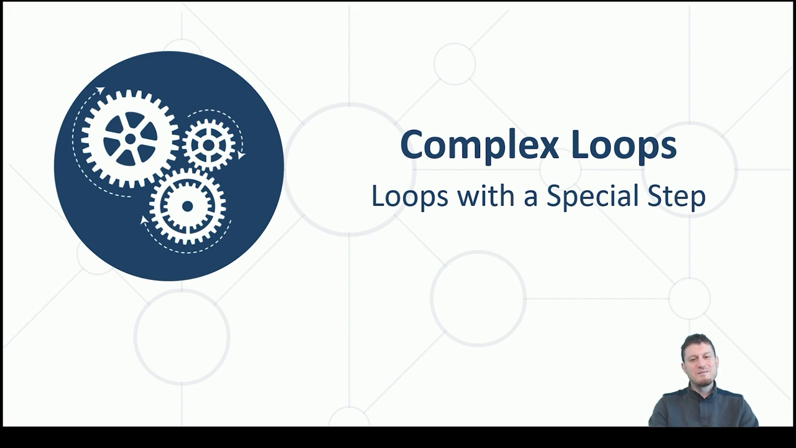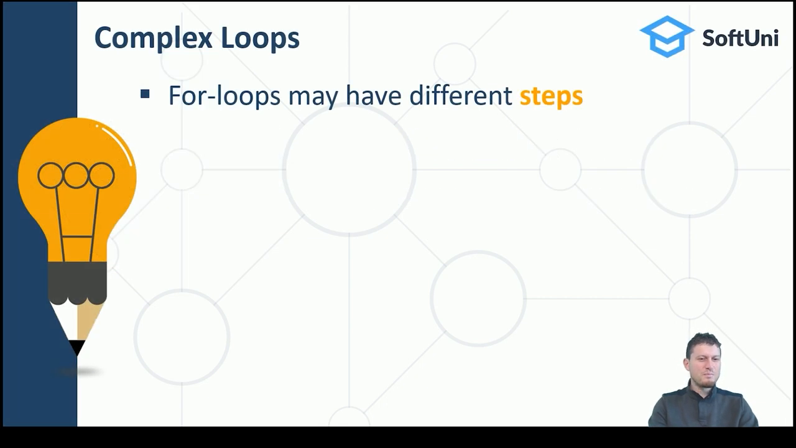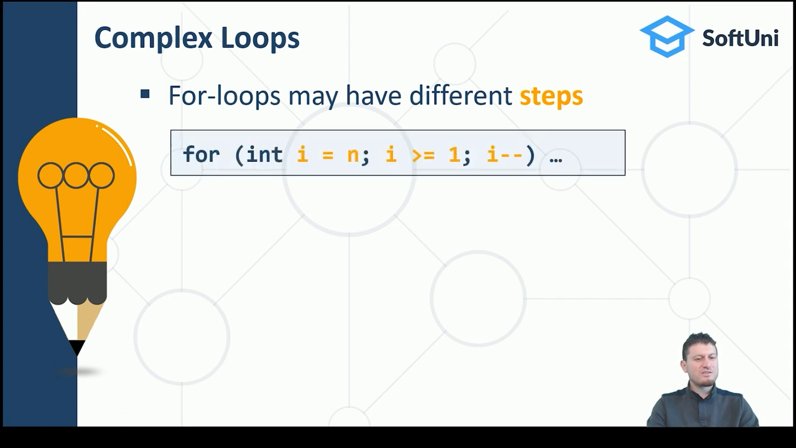Let's start with this. More complex loops. So complex loops are for loops which may have different steps or might have some kind of more strange or unusual logic which goes from one loop step to the next loop step. This is a traditional backwards loop. It starts from n down to 1. The variable i starts from n, for example 100. It repeats while i is bigger than or equal to 1 and it decrements the variable i after each step.